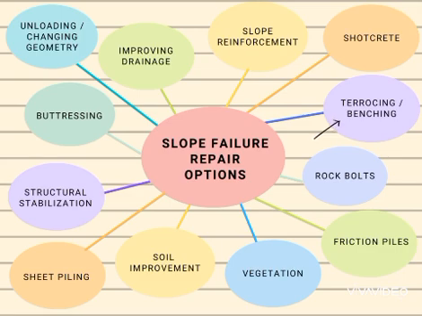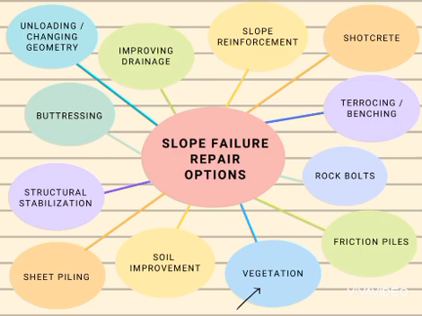The next one is terracing or benching. It makes the slope more manageable by dividing it with retaining walls or friction piles. Other than that is rock bolts. It connects the fractured and weak surface to the stronger rock layers underneath for slope stability. Next is friction piles. They are piles that are driven into the ground towards load-bearing strata.